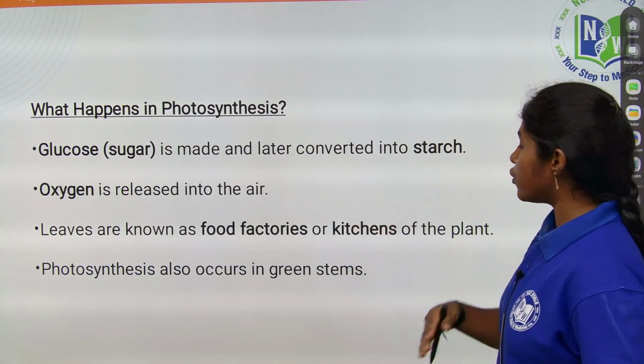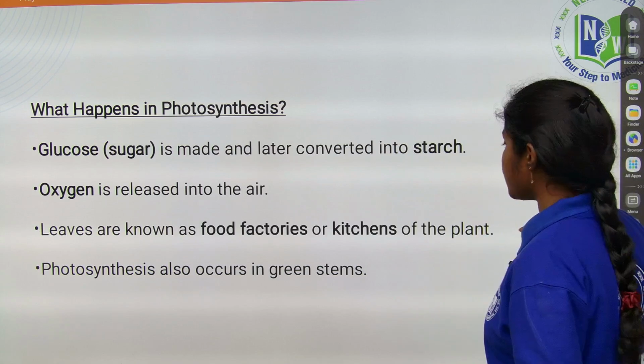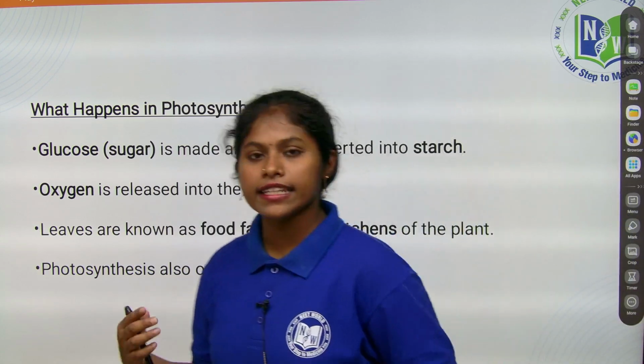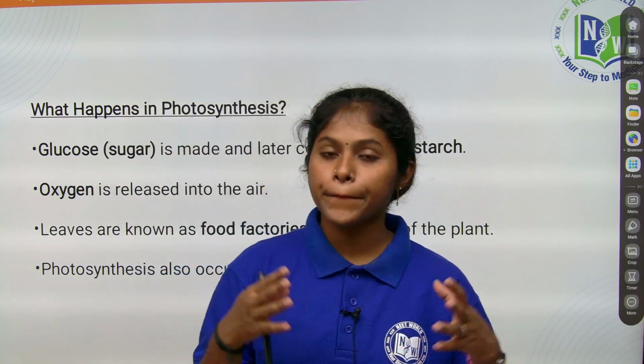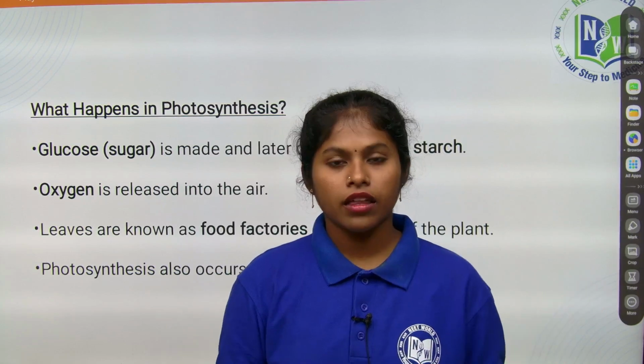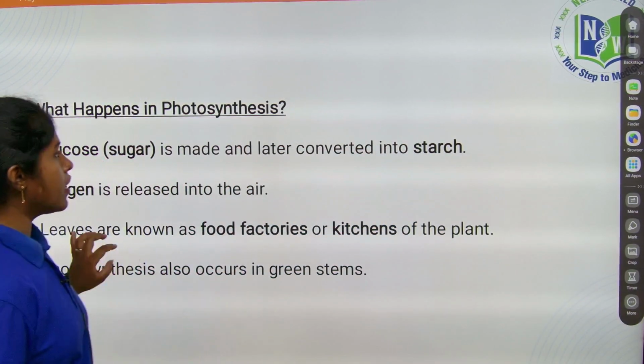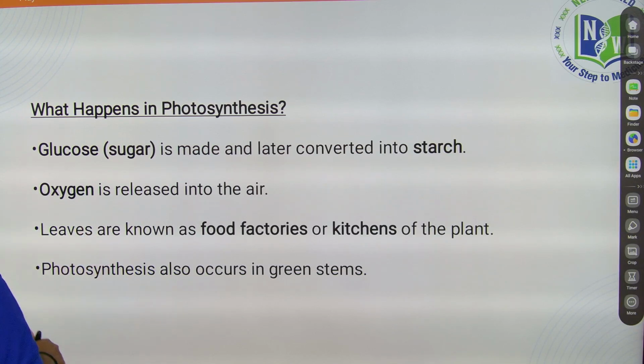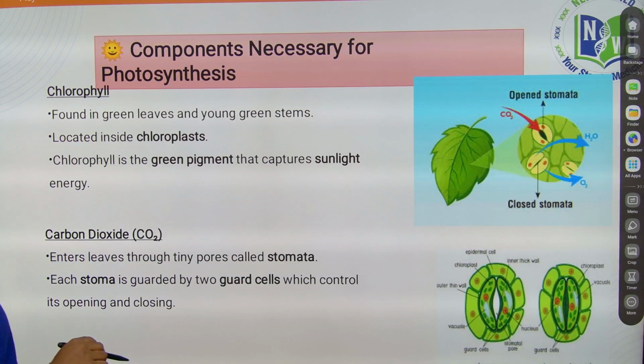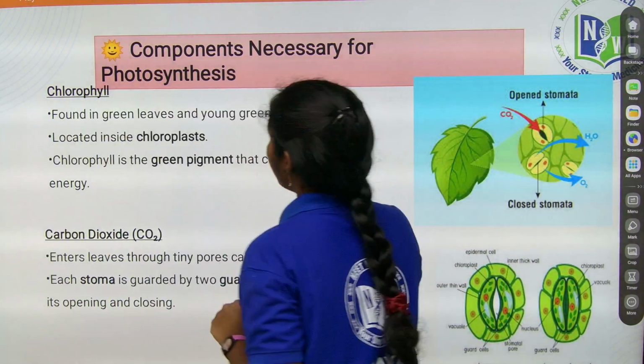Leaves are known as the food factories and kitchen of the plant. As we know, photosynthesis also occurs in green stems also. Mostly the preparation of food happens in the leaves. Then sometimes it happens in the green stems also, young stems, right? So now today we discuss in a detailed way the components necessary for photosynthesis.